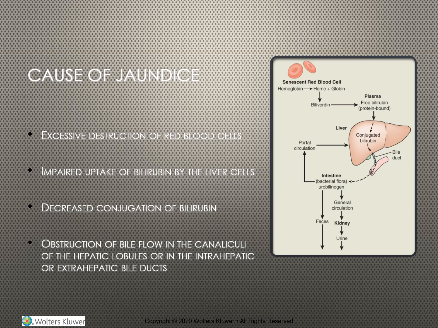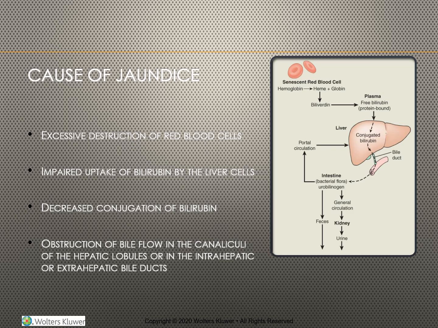And we call those unconjugated bilirubin. Unconjugated bilirubin cannot be excreted. It needs to be conjugated by the liver to be able to be excreted from the body. So if we have a decrease in the conjugation of bilirubin in the liver, we'll have more unconjugated bilirubin that can't be excreted, and that starts to build up in the serum, causing jaundice.